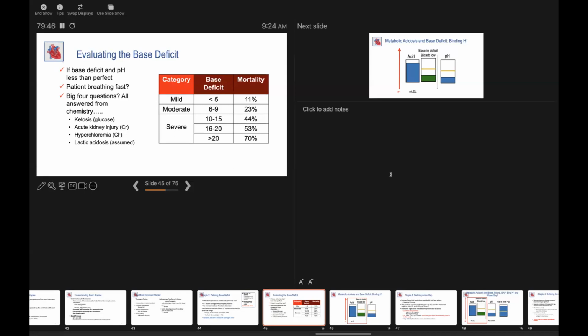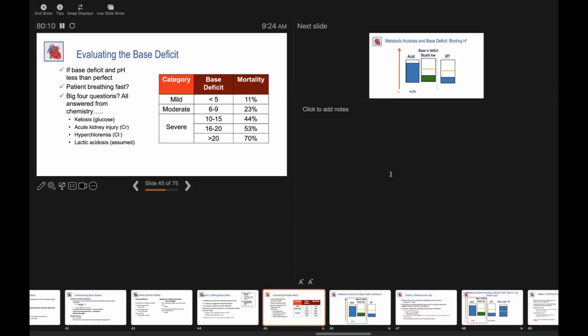Yes. Really important. So all I'm doing is saying, what's your glucose, what's your creatinine, what's your chloride, and then I'm going to assume lactic acidosis, but I'm also going to measure it. If your glucose is normal, your creatinine is normal, your chloride is normal, I'm assuming lactic acidosis and hypoperfusion until proven otherwise.